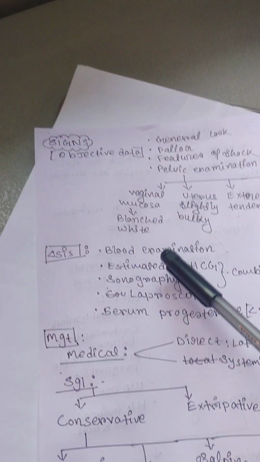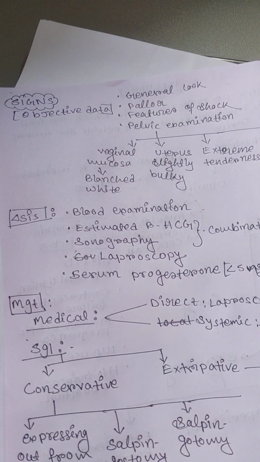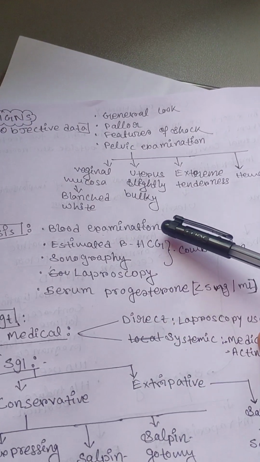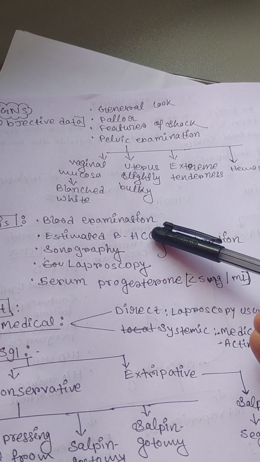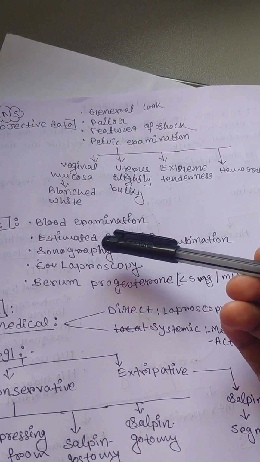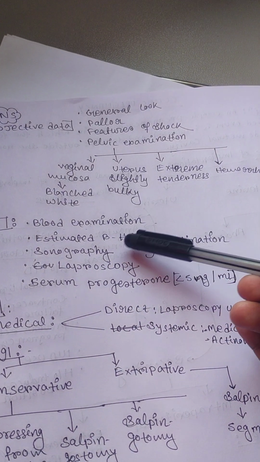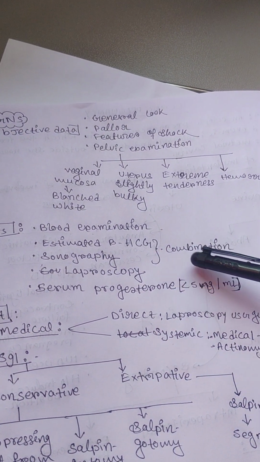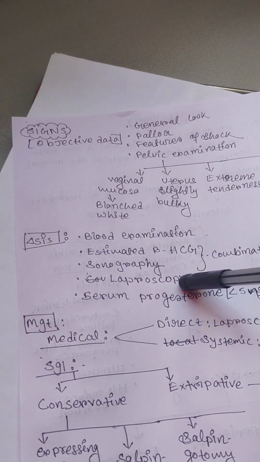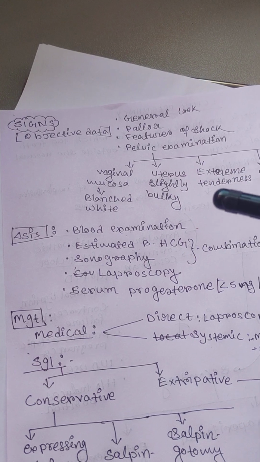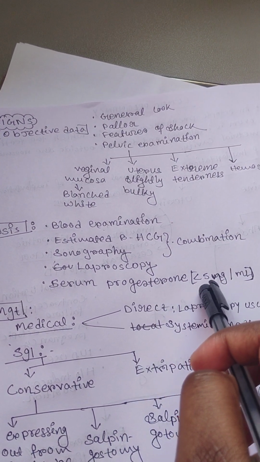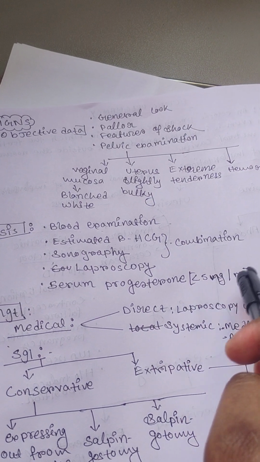Next we will see the diagnosis, meaning the diagnostic evaluation and examinations to be done for ectopic pregnancy. Blood examination, estimated beta human chorionic gonadotropin hormone test, and ultrasonography. Sometimes both can be combined. Laparoscopy, definitely, helps to know the development of the fetus. Then serum progesterone level will be less than 5 nanogram per ml.